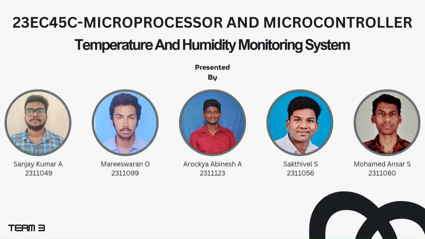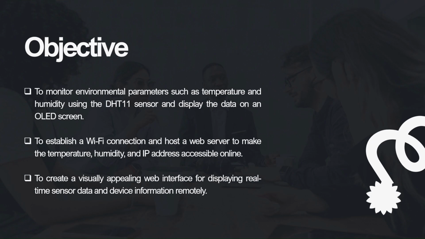Hello everyone, our project is about the temperature and humidity monitoring system. Our main objective is to monitor environmental parameters such as temperature and humidity using the DHT11 sensor and display the data on the OLED screen. To establish a Wi-Fi connection and host a web server to make the temperature, humidity and the IP address accessible online. To create a visually appealing web interface for displaying real-time sensor data and device information remotely.